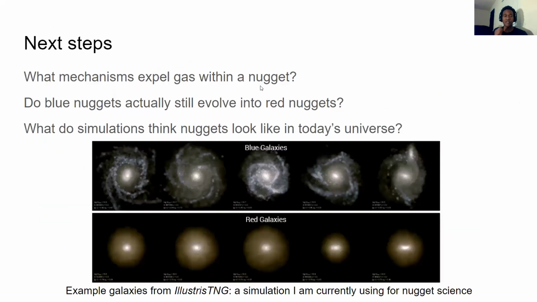So with that said, some of our next steps are to really look into the evolutionary mechanisms of nuggets. For example, what mechanisms expel gas within a nugget? Do blue nuggets actually still evolve into red nuggets, or are they more likely to evolve into diskier objects? And also, we want to see what simulations think nuggets look like in today's universe as well. For example, I'm using one simulation called IllustrisTNG to pick out blue nuggets and then run them forward in time to see what they look like later.